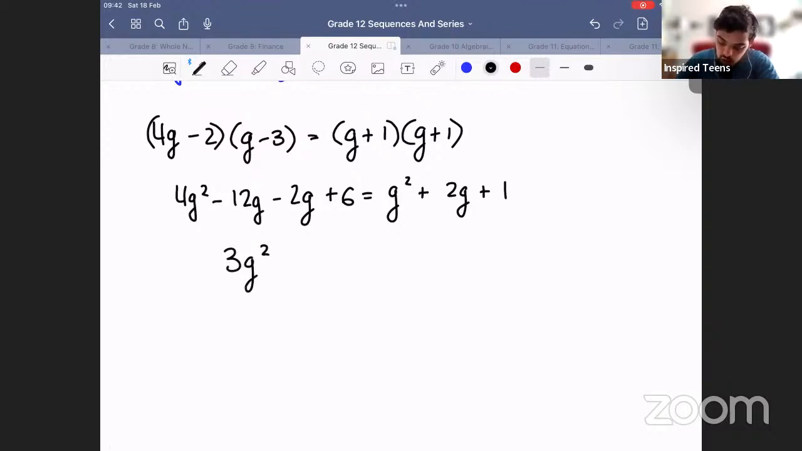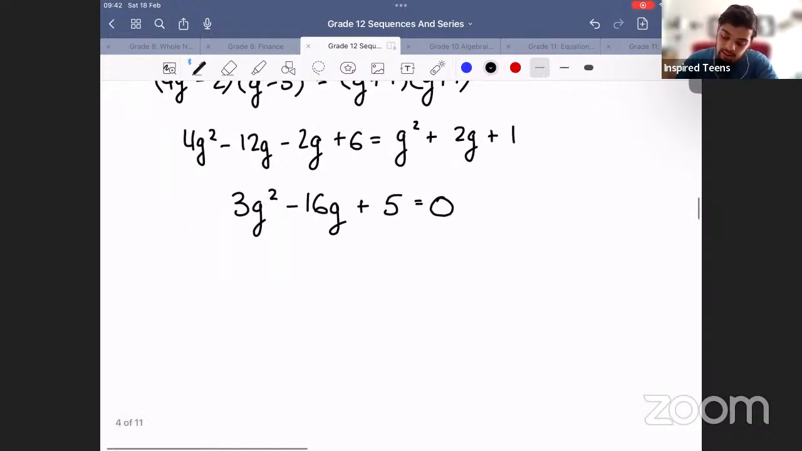I get 3G squared minus 14G minus 16G plus 6 minus 1, which is plus 5. If there's anything wrong with regards to the calculation, please let me know. Can we factorize this? I believe we can. So the second sign is a plus.